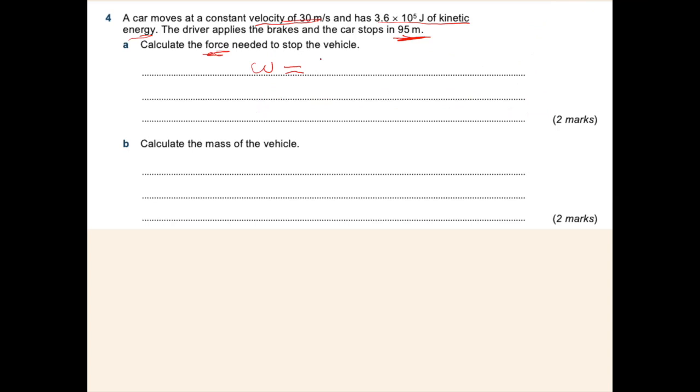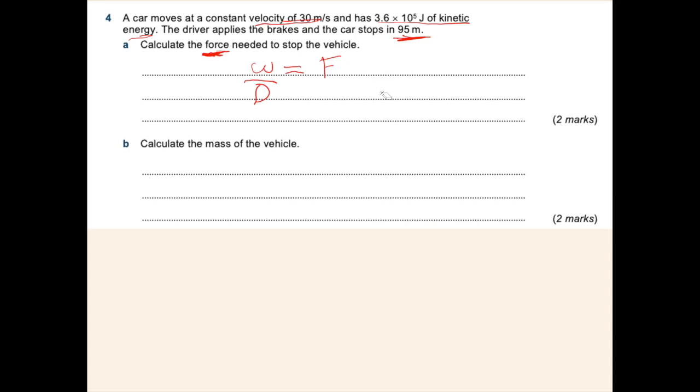So write out the equation: work equals force times distance. It's asking you to calculate the force, so we're going to have to rearrange. That's now easy, we know how to do that. Whatever we do on the right side, we do the same to the left side. So we're going to multiply through, and that's our rearrangement: W divided by D equals F.